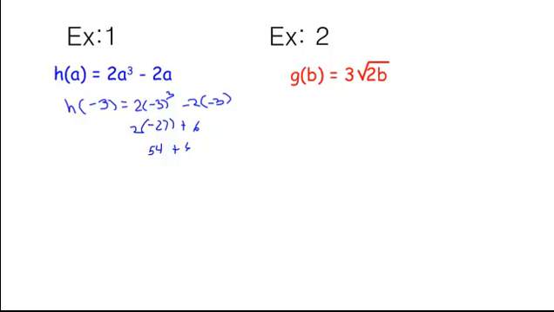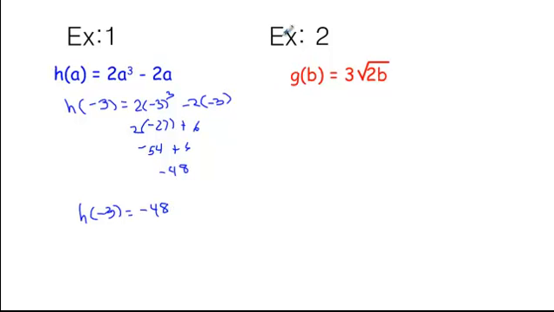Oh, one second here. This says a positive 2 times a negative 27. That's a negative 54 plus 6. Negative 54 plus 6 is going to be like 54 minus 6, but then put a negative in front of it. So it is going to be negative 48. So h of negative 3 equals negative 48.